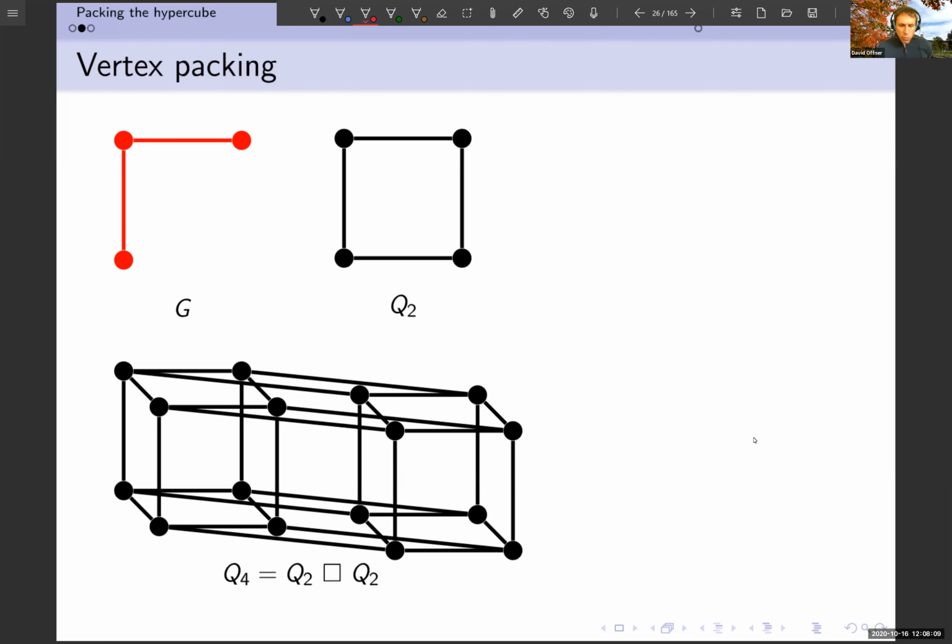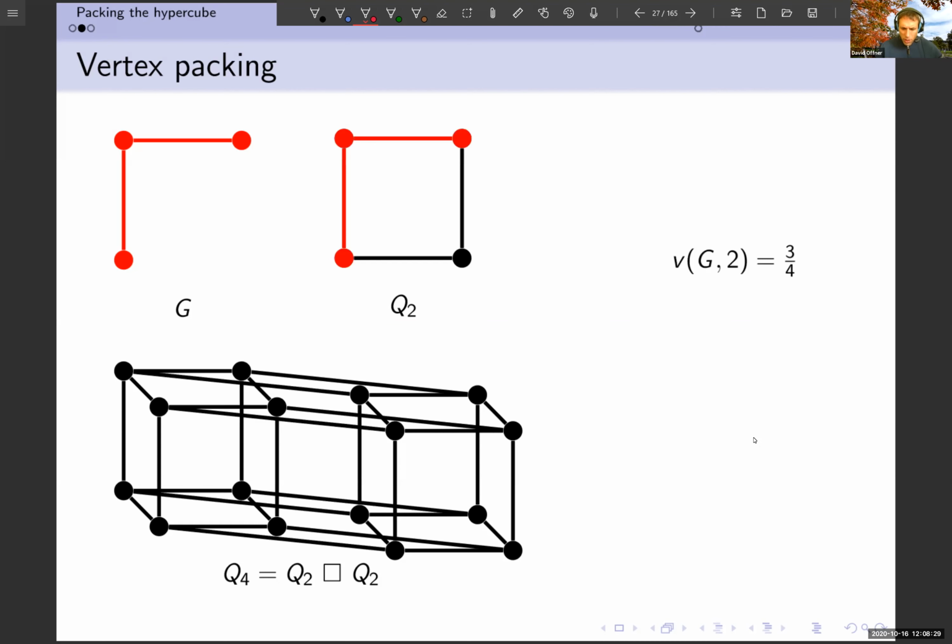Okay, so the first problem we want to talk about is vertex packing, right? So the game here is we want to take a graph G. It's a fixed finite graph. It needs to be a subgraph of the hypercube, and we want to see how densely I can pack copies of G into the hypercube so that all the copies are vertex disjoint.